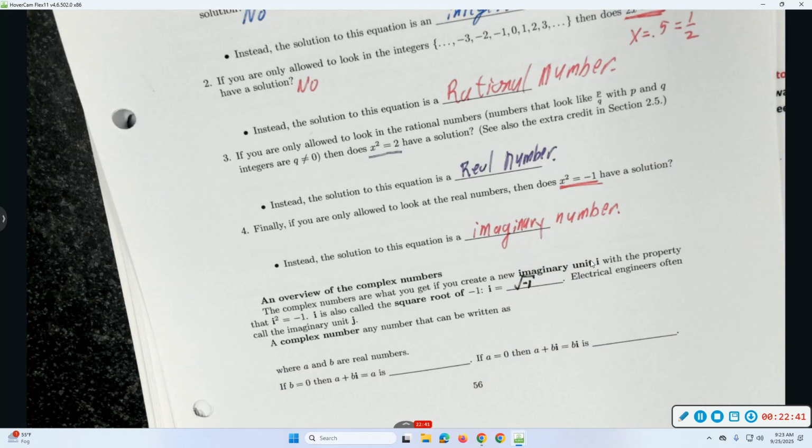And just for the sake of completeness, is anyone here going into a field that's electrical engineering adjacent? Yeah, okay. For an electrical engineer, i is often reserved for inductance. So they don't want to use i for the imaginary unit, so they use j.